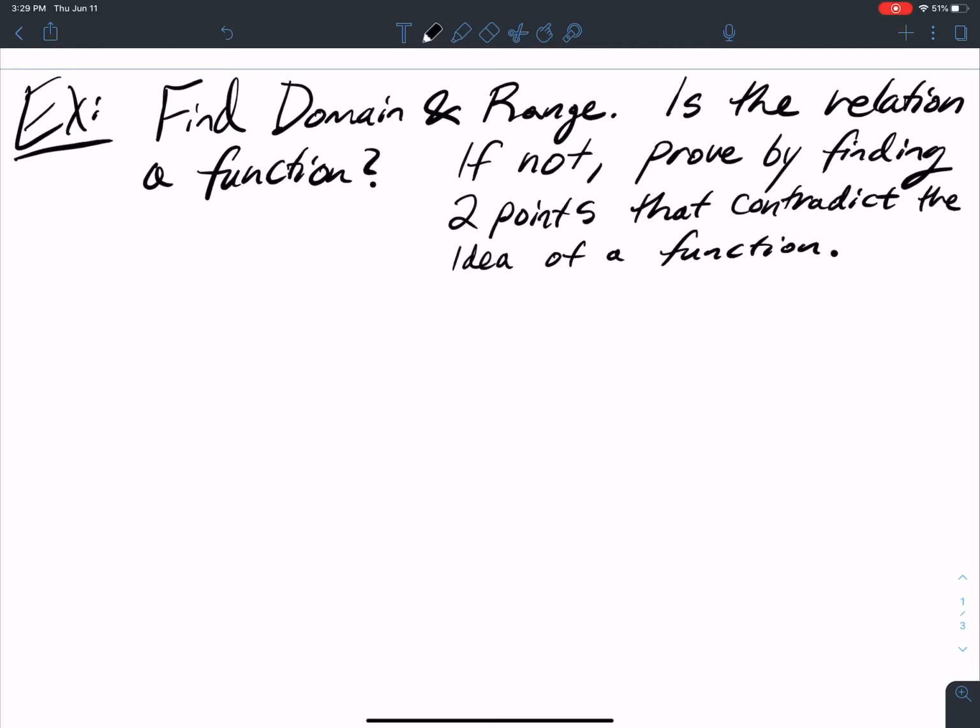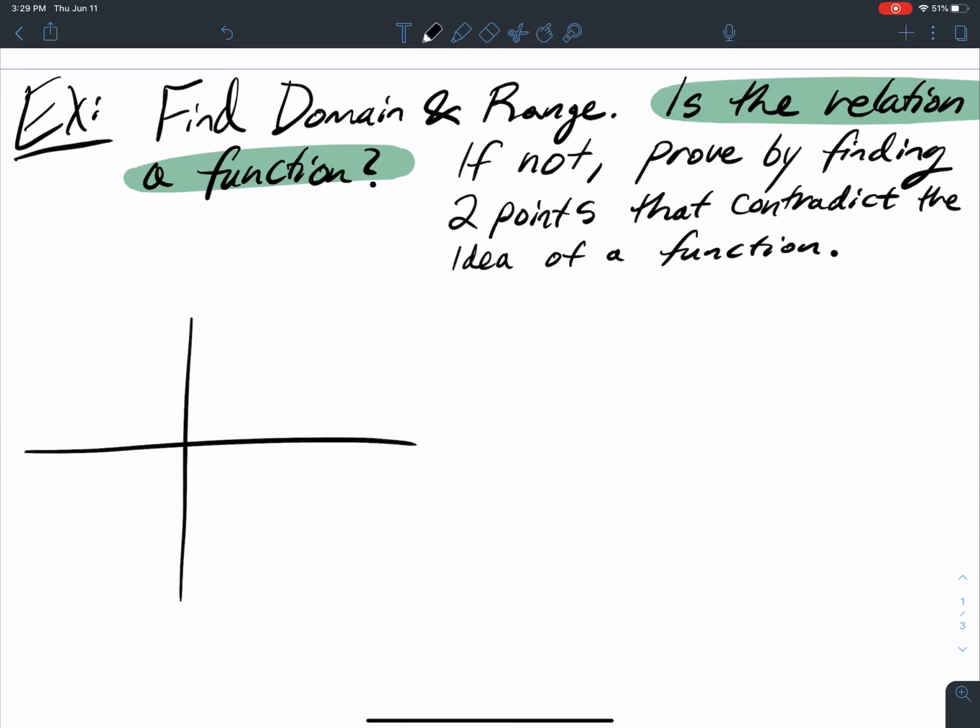Here we're going to be finding the domain and the range, and then we're going to determine is the relation a function or not. Okay? So if not, we're going to prove that it's not by finding 2 points that contradict the assumption that it's a function. So let's start with a graph.